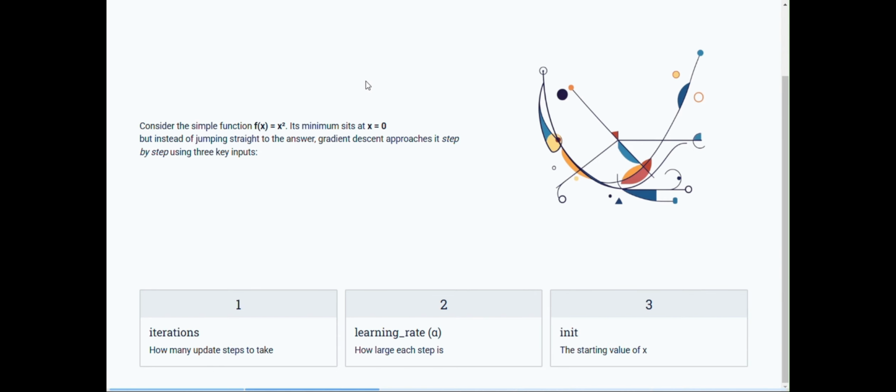So to perform gradient descent, we need three important inputs, which are the number of iterations, the learning rate, and the initial starting value. Together these values control how the optimization process moves towards the minimum.